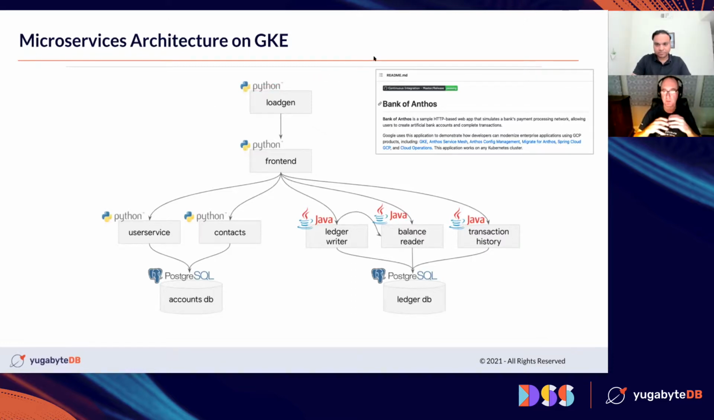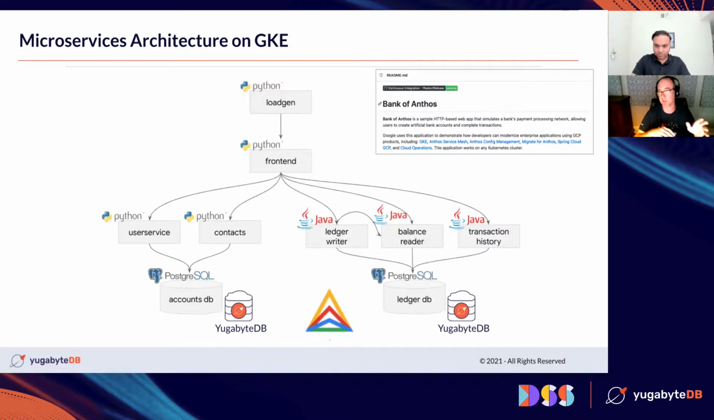Okay, so the application as it's written on GitHub, it uses Postgres as its database, but because YugabyteDB supports the Postgres protocol, what I've done in this demo is I've changed the connection strings to point to YugabyteDB deployed in Anthos instead of Postgres. So I didn't modify the application at all. I just changed the connection strings.